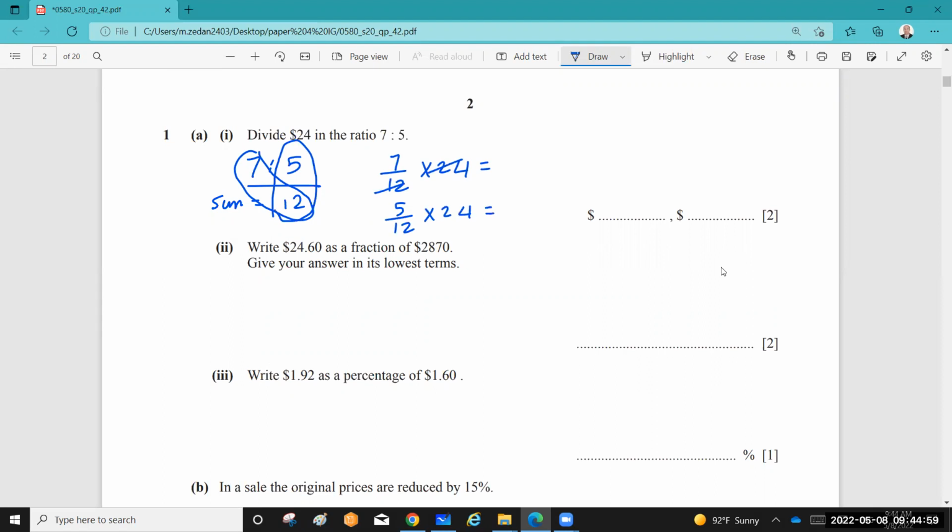24 divided by 12 is 2, times 7 is 14. The first one will take 14, the other one will take 10. So the share is 14 and 10.